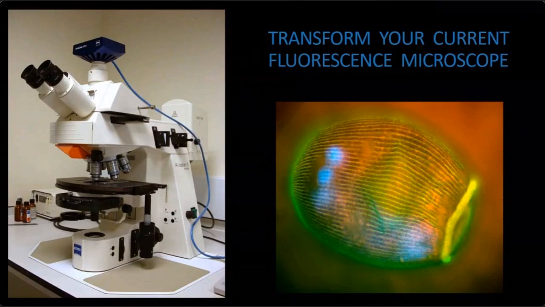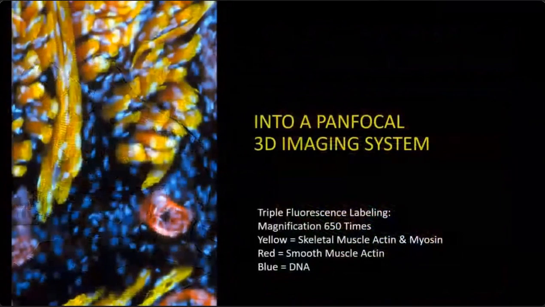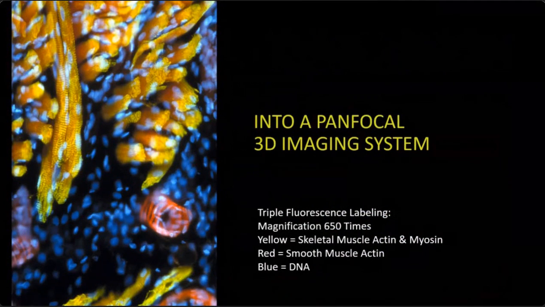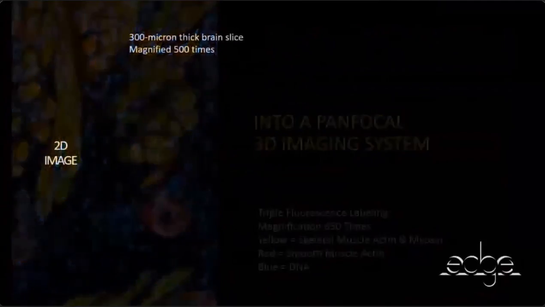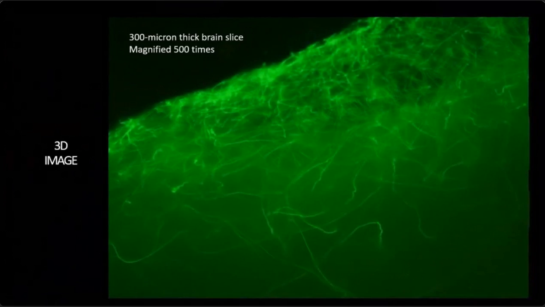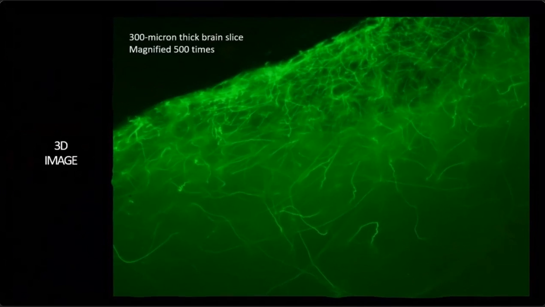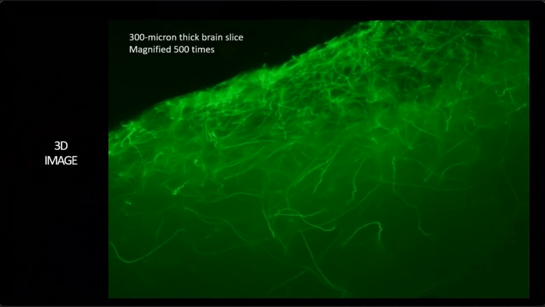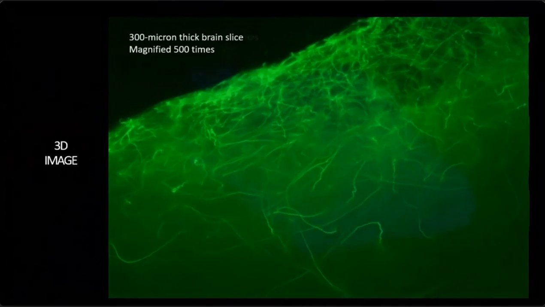One example is to turn your current fluorescence microscope into a full focus 3D microscope. So, for example, this is a triple stain of some muscle cells, and you can turn it into a 3D microscope. So here's an example of a 2D image of a 300 micron thick brain slice. This was using one of these clarity preparations where you can see deeply into the tissue. It's magnified 500 times. Now when you look at it in 3D, all of a sudden we see all the neurites that are there. And by the rotation, you can clearly see the foreground from the background.